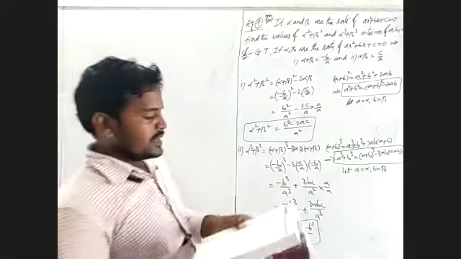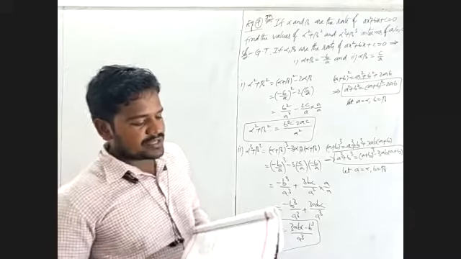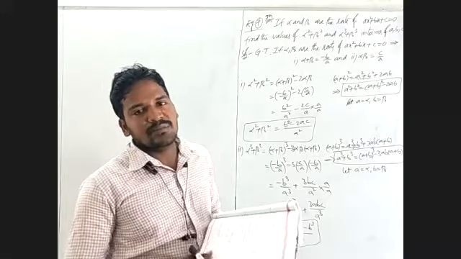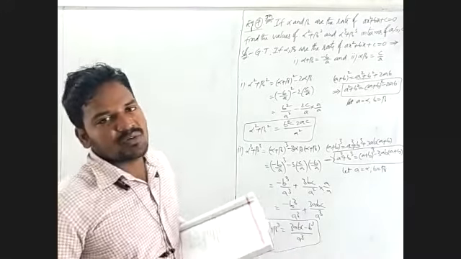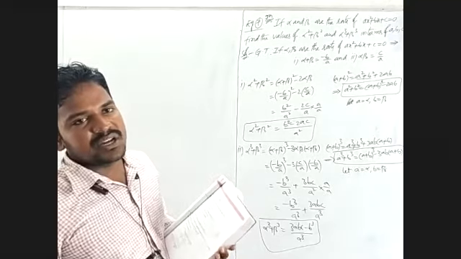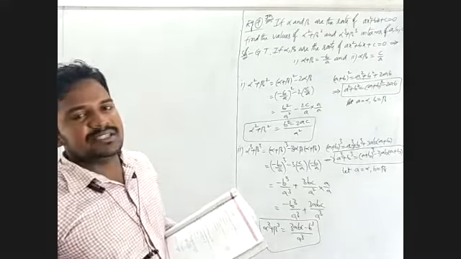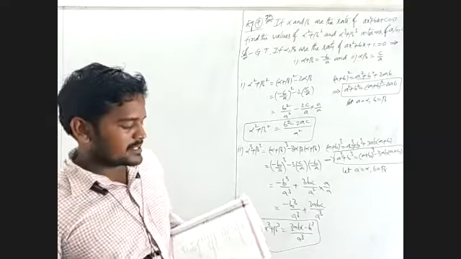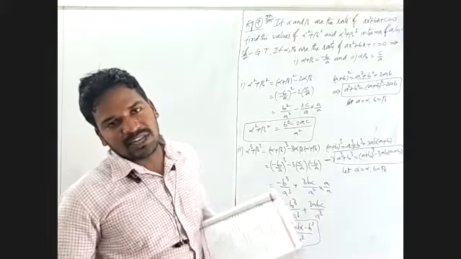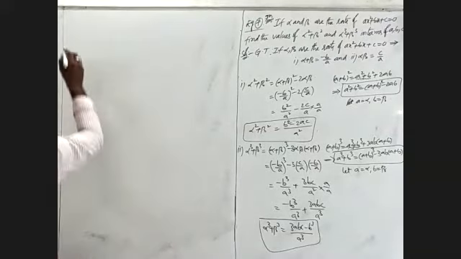Next, look at example 8. Form a quadratic equation whose roots are 2 root 3 minus 5 and minus 2 root 3 minus 5. Here 2 roots are given, one is alpha, another one is beta. If alpha, beta are the roots of a quadratic equation, it is x square minus (alpha plus beta) into x plus alpha beta is equal to 0. Already I will explain this type of problems in an example. Now I am going to the next example, that is example 9.